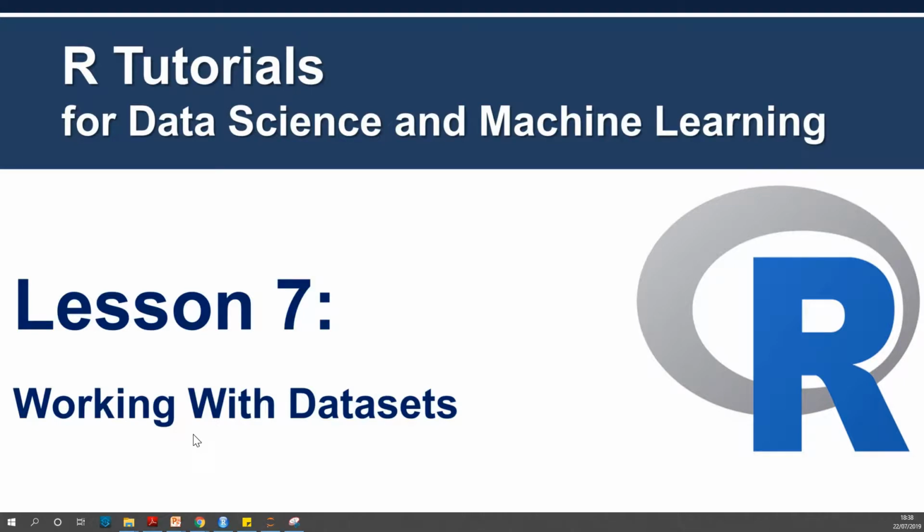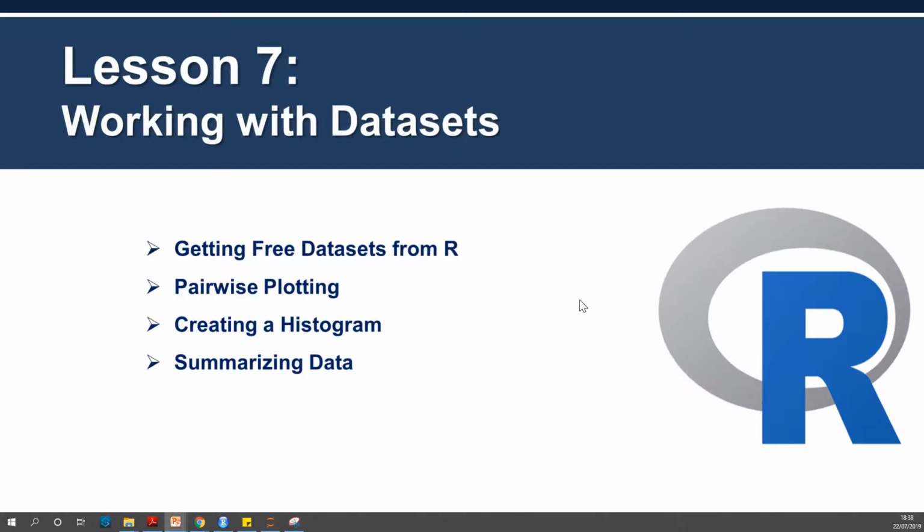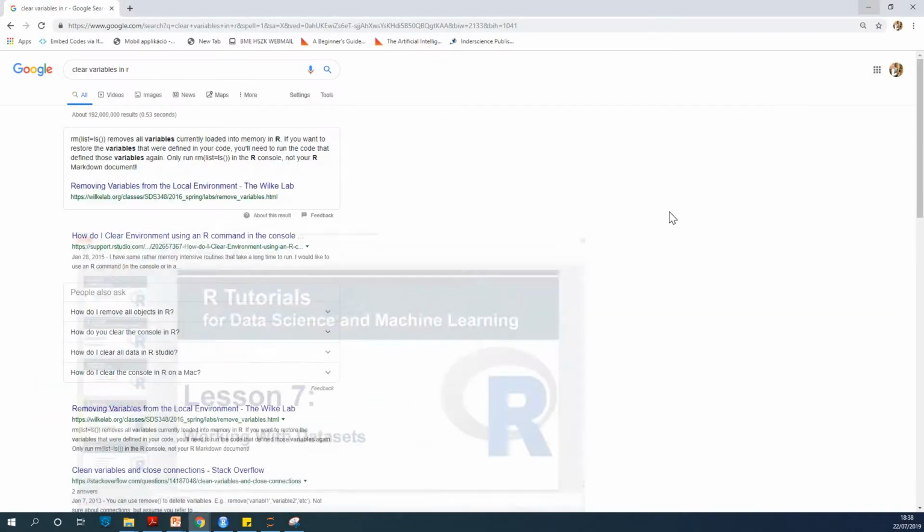So today we continue from lesson 7 on our R tutorial for data science and machine learning, and today's class is going to be working with datasets. Basically, I'm going to show you how to play around with datasets and get used to some of the functions and operations you can perform on data. So I'm going to end this presentation and let's get started.